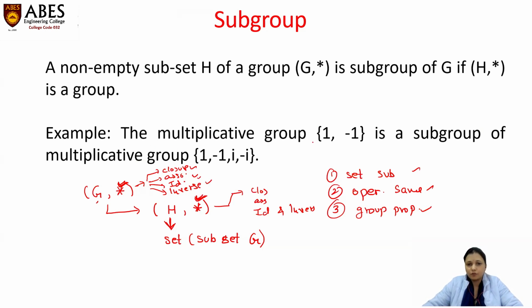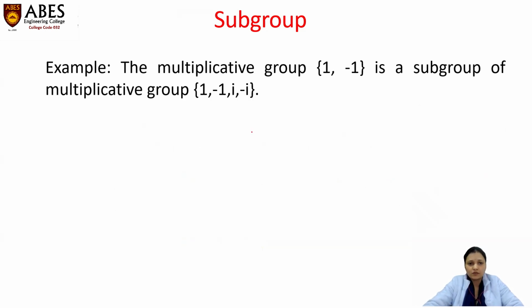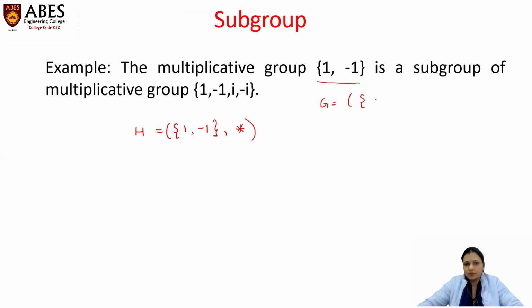The multiplicative group {1, -1} is a subgroup of the multiplicative group {1, -1, i, -i}. Here the example is elaborated. The set H is given as {1, -1}, and both have the multiplicative operator. So the operation in H is multiplication, and G is simply a group. We know that {1, -1, i, -i} is a group.